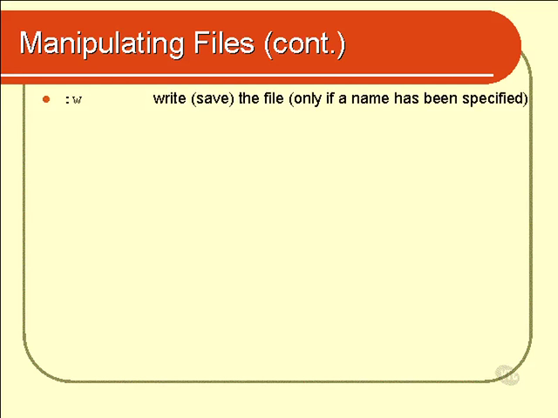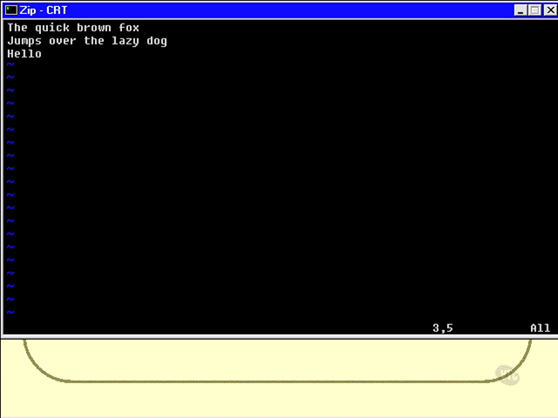Now that will only work if a name has been specified. Let me show you. Now here I am in Vi again, but I have not specified a name for this file. I started Vi, if you like, without specifying a name on the command line, so it's kind of on an empty canvas, or a new document if you like. So if I just type :w, it gives me an error message, no file name.